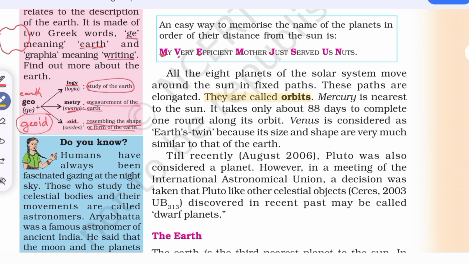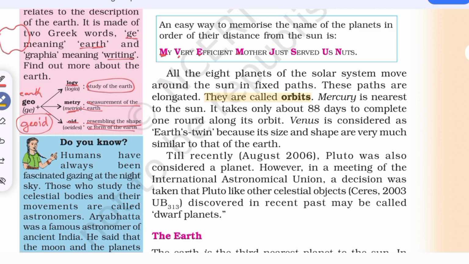A planet is defined like this: the body which revolves on a fixed path is known as a planet. The dwarf planet, like Pluto, does not complete the qualification of a planet because it does not have a fixed path of revolution.